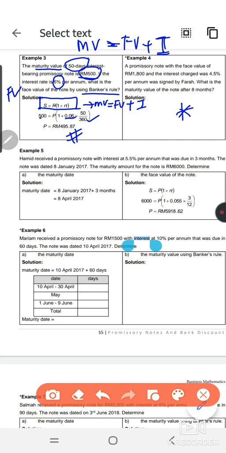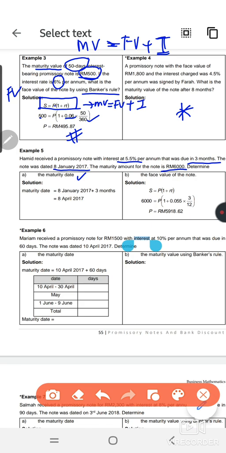Hamid received a promissory note with interest 5.5% per annum that was due in 3 months. The note was dated 8 January 2017. The maturity amount for the note is 6,000. Okay, determine the maturity date. Okay, so dia kata tarikh nota ni adalah 8 Januari 2017.